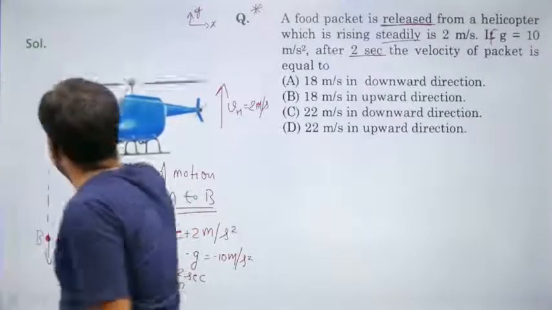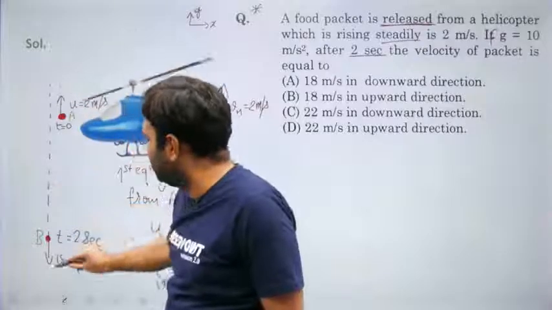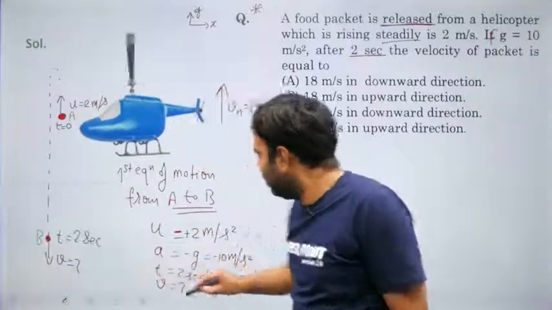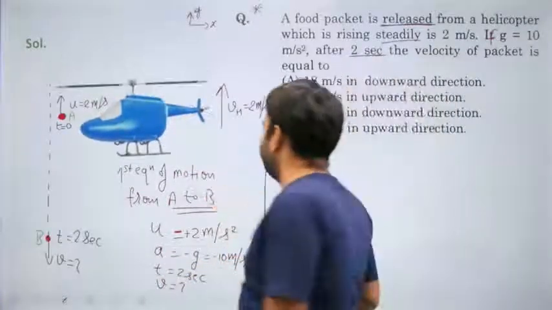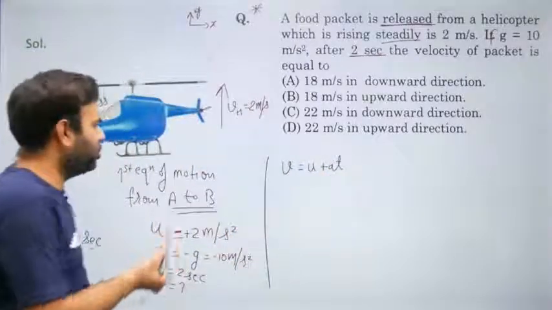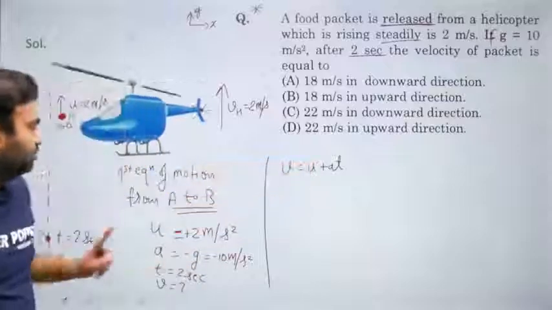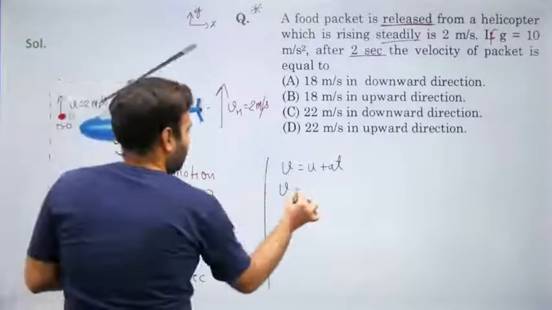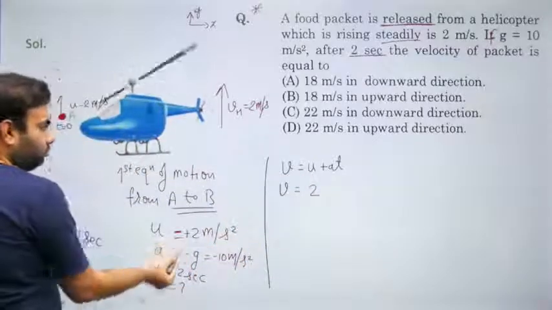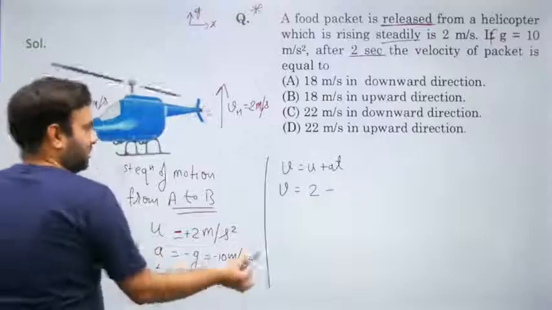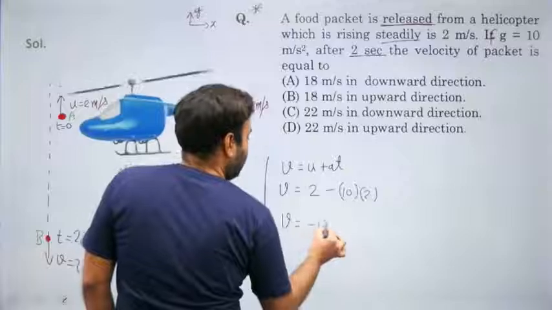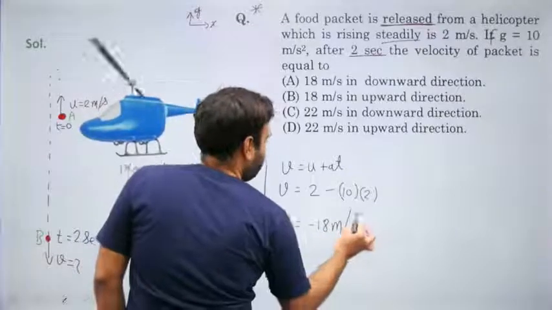Initially its velocity is u in upward direction, finally its velocity is v in downward direction. Now just apply the first equation of motion, that is v equals u plus at. Because it is motion under gravity, a equals minus g. So v equals u, that is plus 2, minus 10 into t. So we got v equals negative 18 meter per second.